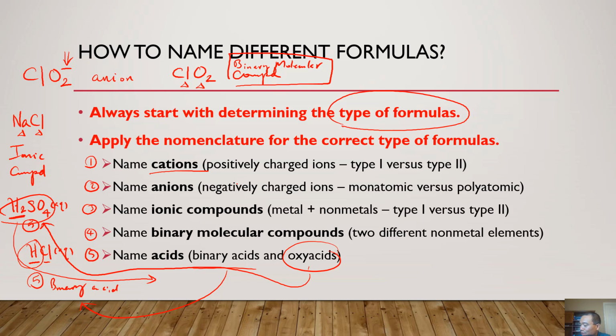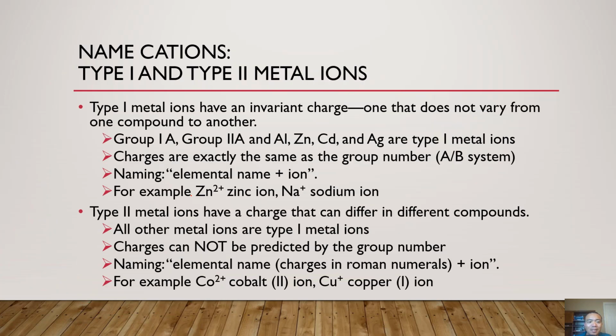Then we'll talk about how to name anions. There are two different types of cations. Usually those cations will be metal ions, with one exception, for example, H+. That's not a metal ion, but it also follows the naming of the cations. By the way, this is called a hydrogen ion.